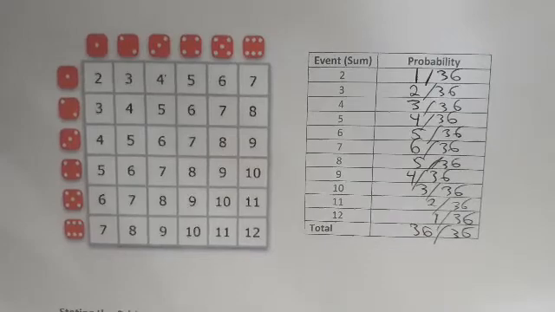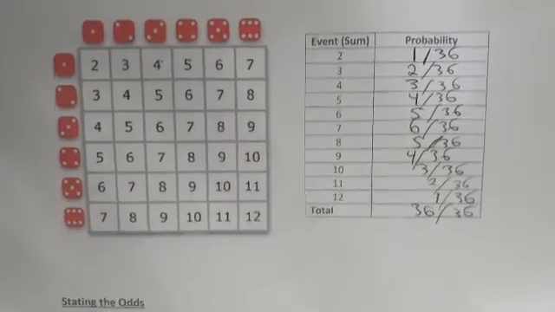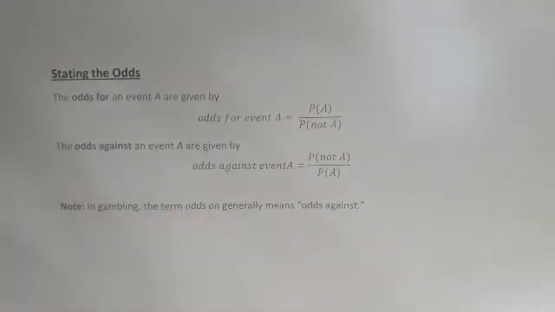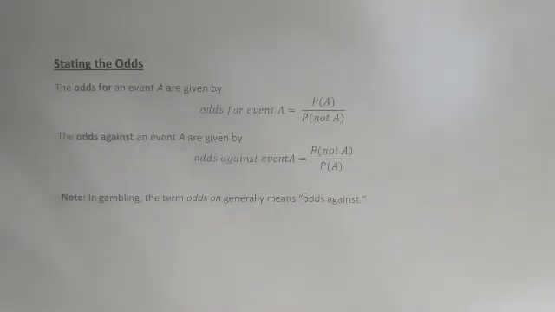It is easier to sum up your probabilities if they all have the same denominator. Okay, stating the odds. This is basically a vocabulary sort of thing that they're testing on. The odds for an event A are given by P of A compared to P of not A. The odds against an event A are given by P of not A to P of A. And in gambling, typically when they say odds on, they're talking about the odds against something happening.